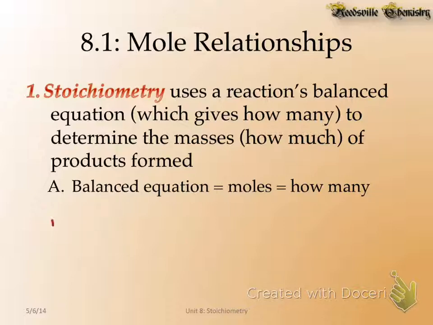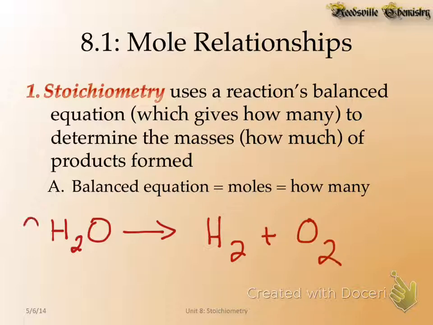So let's look at a real simple chemical equation here. Just take water, and let's go through the electrolysis process. So we break it apart into its constituent elements. We've got two diatomic molecules, hydrogen and oxygen. Probably should go ahead and balance that. And if we were going to take a look at how many things are produced, that would be the moles. So for every 2 moles of water we react, we're going to get 2 moles of hydrogen and 1 mole of oxygen. That's how many.